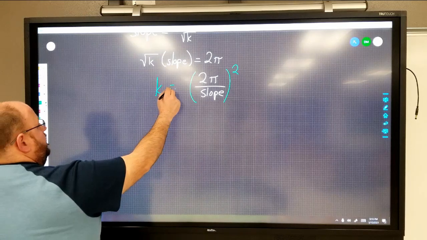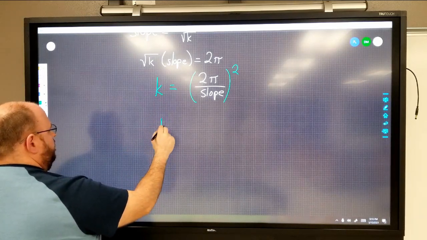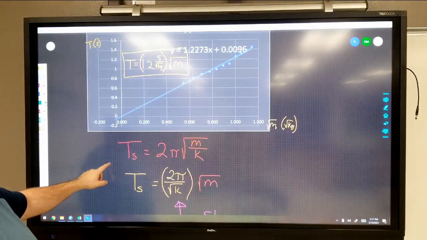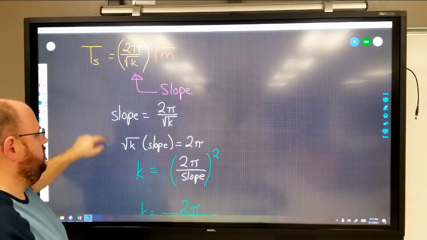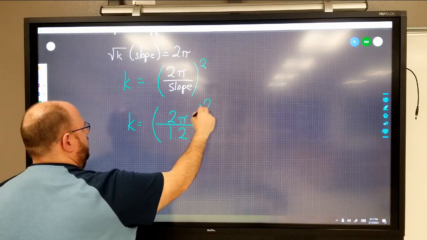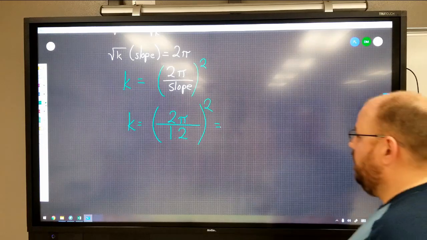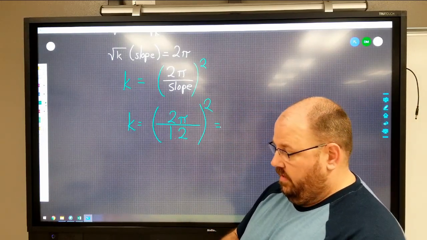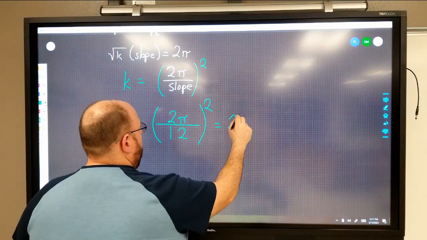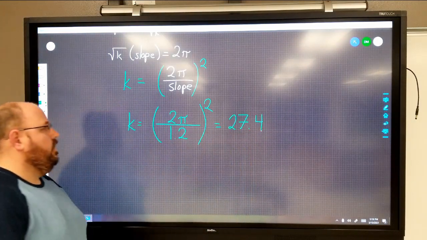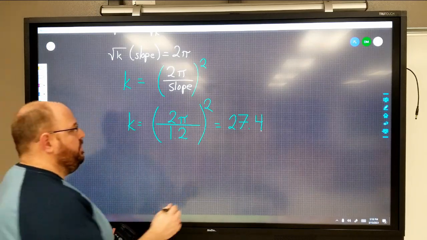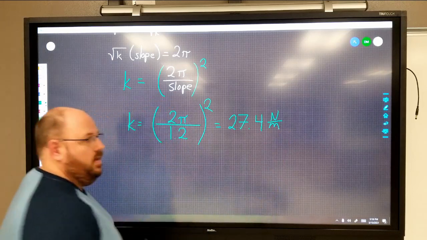Okay. So let's do some number crunching. k equals 2 times pi over my slope, which again is 1.2 in this instance, and then we need to square that. So let's go grab a calculator here. Okay, so 2 times pi divided by 1.2 is 5.2. Squaring that, I get 27.4 for the spring constant. And let's not worry about the units just now. That should be newtons per meter if I've done everything correctly.